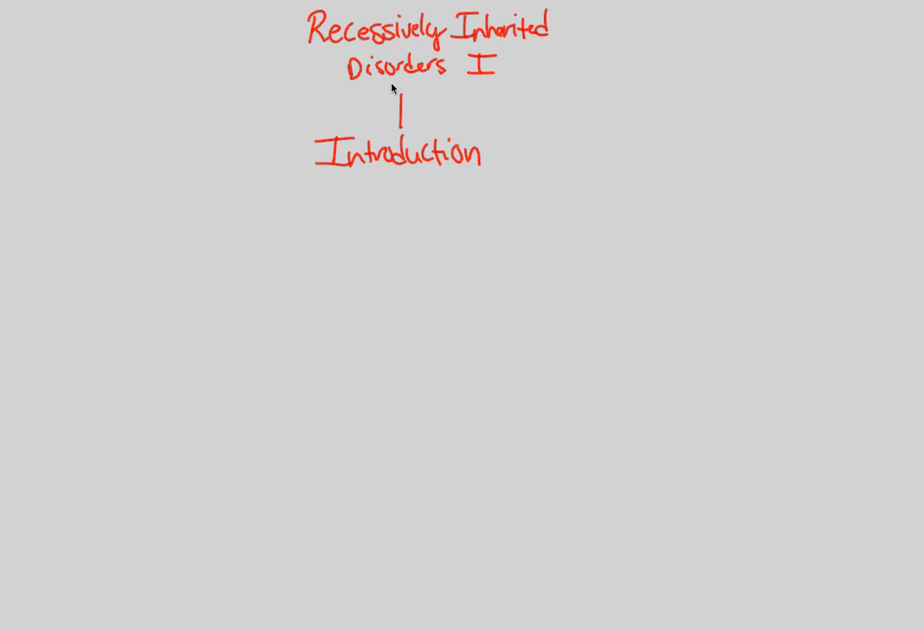Now, you probably already have a good understanding of what it means to be recessive, what it means to be dominant, and the idea of masking. Same idea is going to be implemented, but now on a human scale.